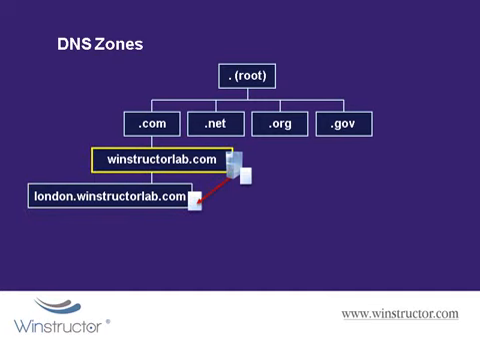But if winstructorlab.com uses delegation, then there would be an additional zone created for the london.winstructorlab.com domain, and then an additional DNS server in the london.winstructorlab.com domain would be responsible for managing DNS in that subdomain, and any request for hosts in the London domain would be forwarded to the DNS server in the London domain.